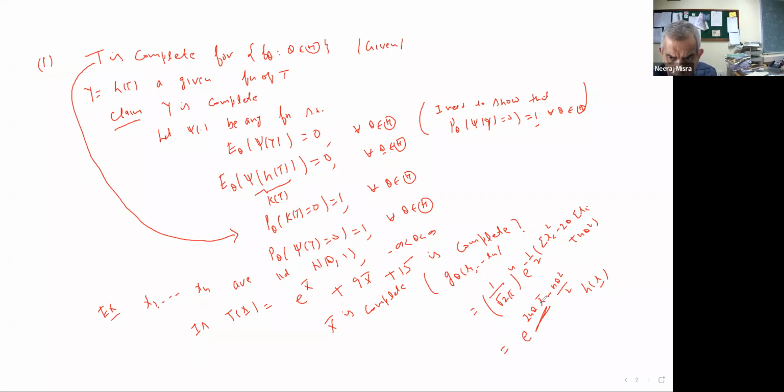X bar would be complete and sufficient if theta contains an open rectangle. But theta can be a whole real line, so it can contain a lot of rectangles. So x bar is complete sufficient. And by problem number 1, any function of a complete statistic is complete. And what is this? E to the power x bar plus 9x bar plus 15 is some function of x bar. So this would also be complete.